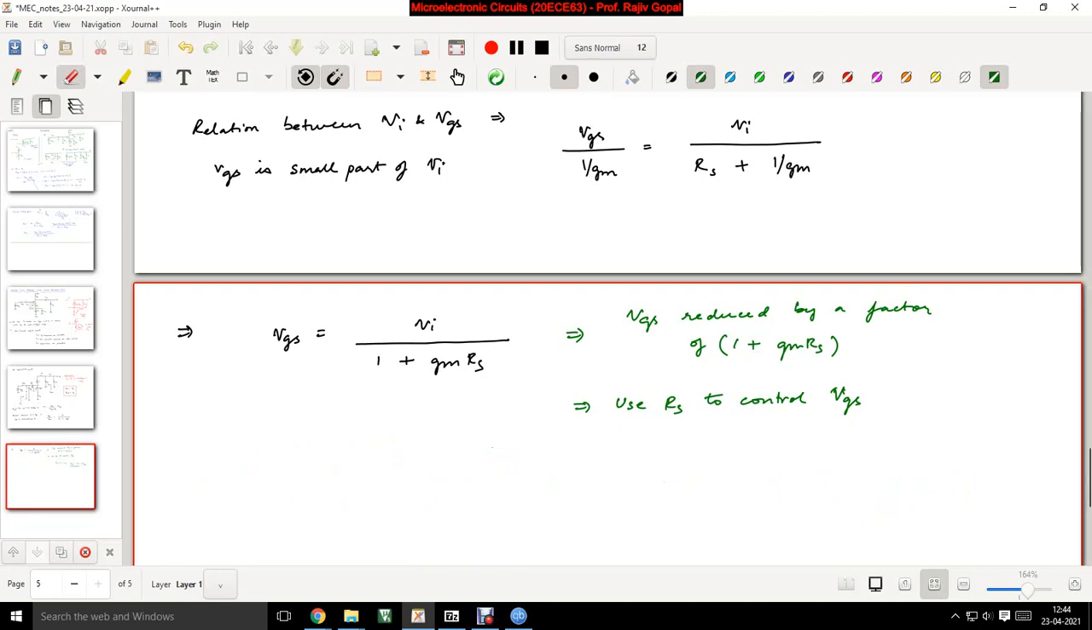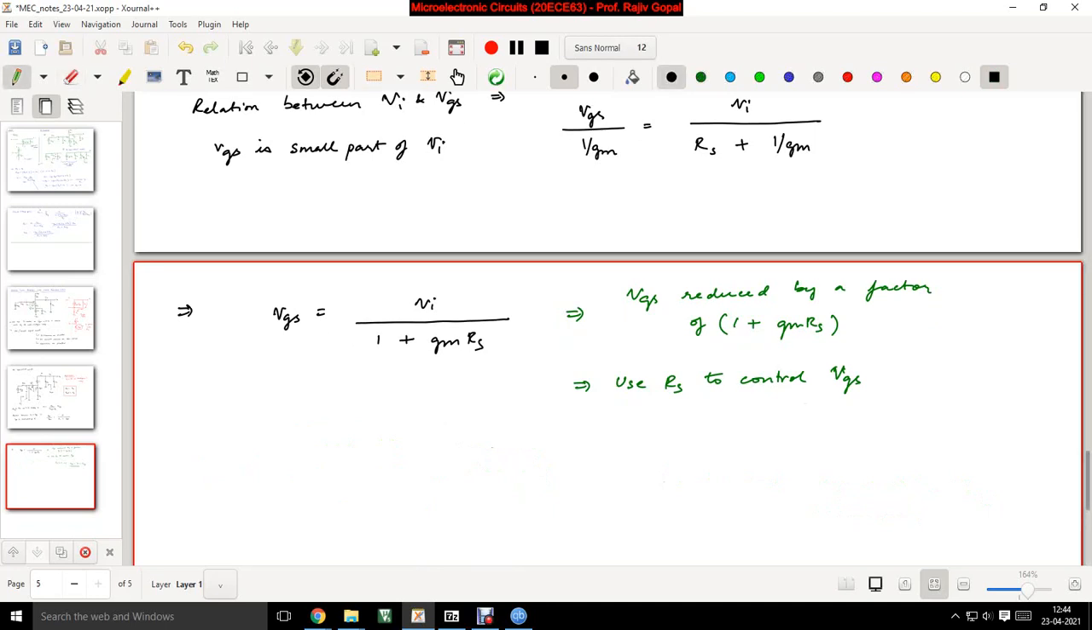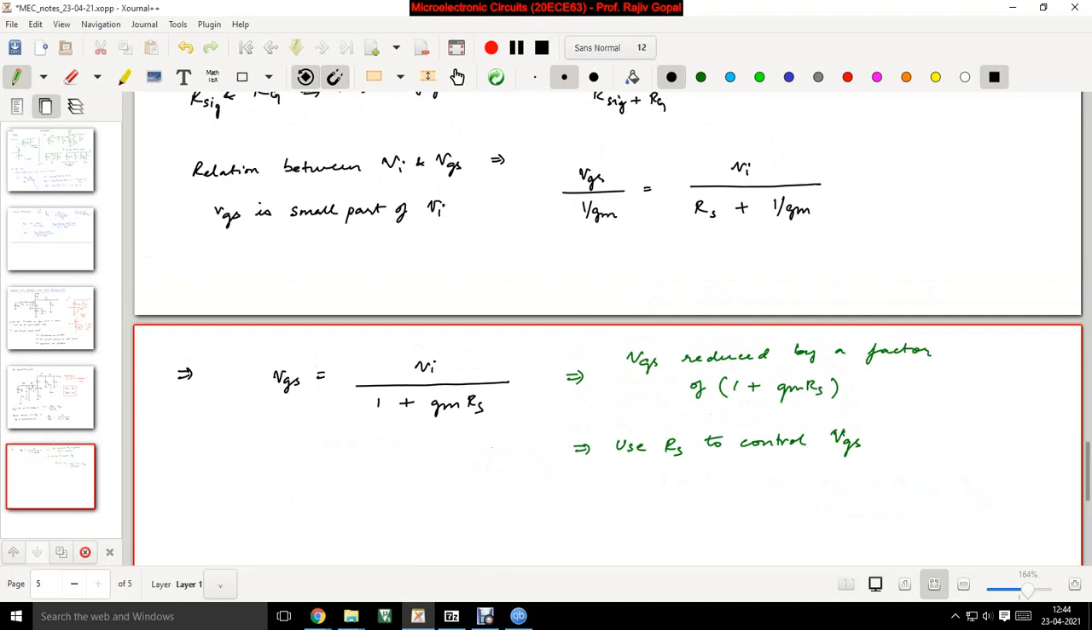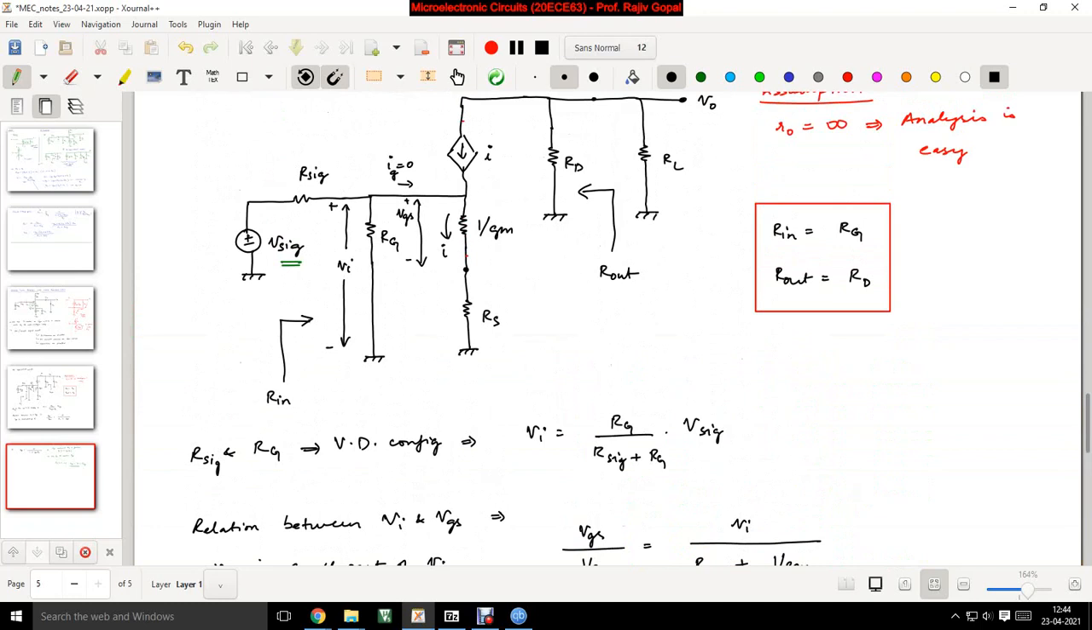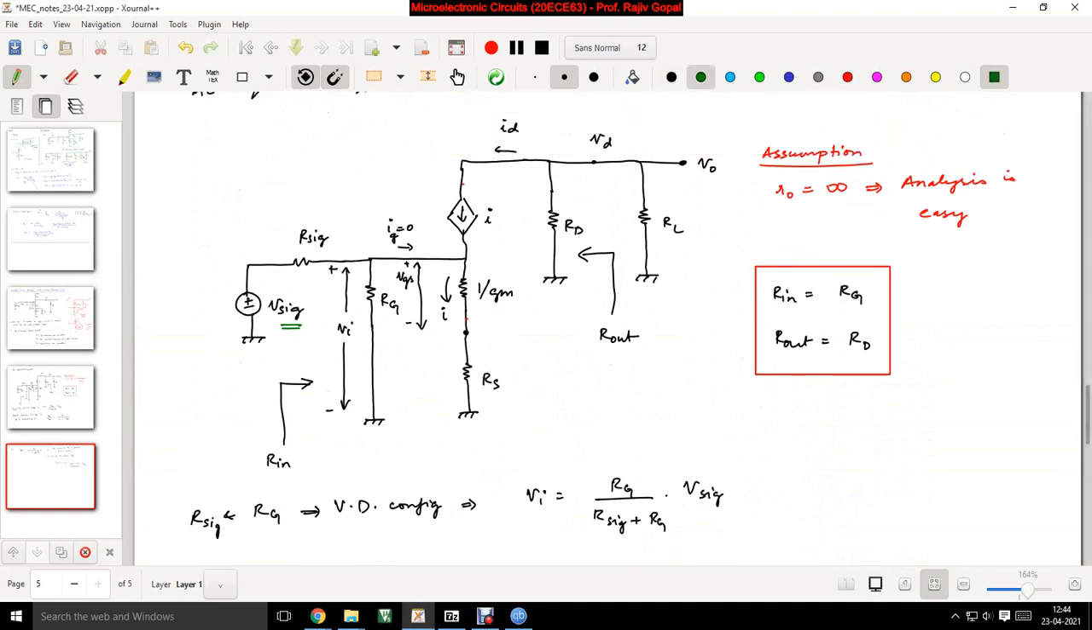So this is one condition where VGS and Vi are related. The other one is we have to calculate I now. What is the drain current? VGS has reduced now, which also means that ID will also reduce. So now I have to find out what is ID. If you look at this diagram, this ID and this I are all the same, so if I find I, I can find ID.